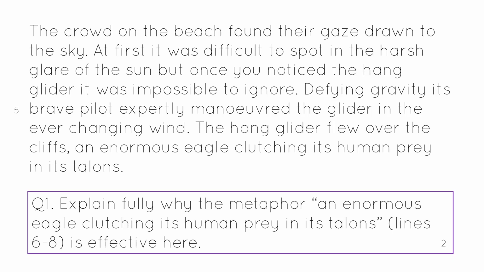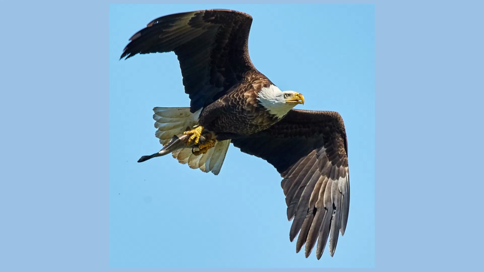Explain fully why the metaphor an enormous eagle clutching its human prey in its talons is effective here. Well, that metaphor was used as a comparison to describe the hang glider better. And here's a close-up of that eagle. And you can see in its talons, its claws at the back there, it's gripping a fish.